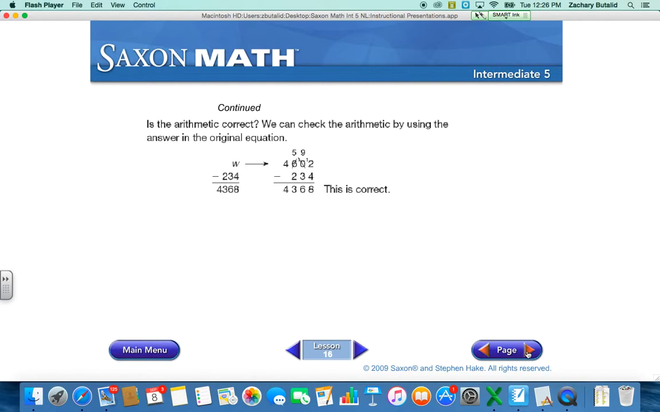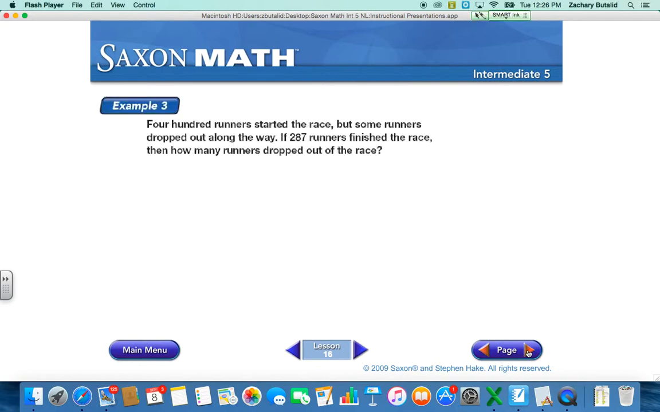And then remember, you can take the 4,368 and add it to the 234 to see if you came up with the answer, and that is a way of checking your work. Okay, and here's another example. 400 runners started the race, but some runners dropped out along the way. If 287 runners finished the race, how many runners dropped out of the race? Now, sometimes you might want to underline what they're asking you to find, because that's what you do in your power-ups. We're asking you to write that out. What is it that we're looking for?